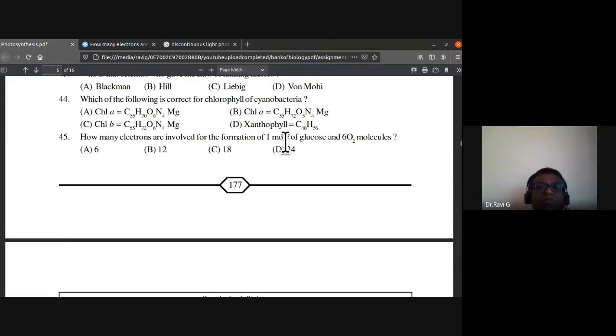How many electrons are involved for the formation of 1 mole of glucose and 6 oxygen molecules? So 4 electrons are involved for the formation of 6 oxygen molecules. For 1 mole of glucose, a total of 8 electrons are involved. So 8 plus 4, totally it is 12 electrons involved for the formation of 1 mole of glucose and 6 oxygen molecules. So that is what you have to remember.